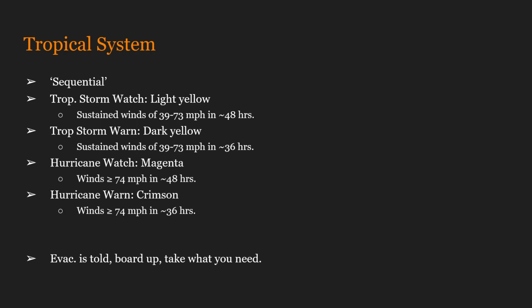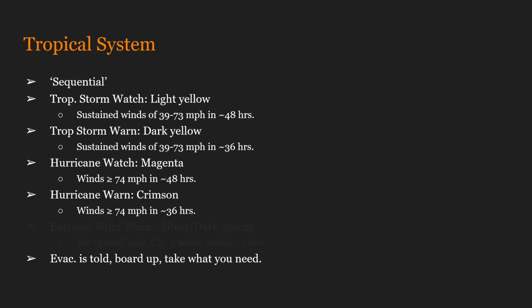The hurricane watch and hurricane warning are magenta and crimson, respectively. Both of them are to warn for winds greater or equal to 74 miles per hour within the same time frames as the watch and warning, respectively. So the hurricane watch, winds at or above 74 miles per hour within 48 hours. Hurricane warning, winds at or above 74 miles per hour within 36 hours.